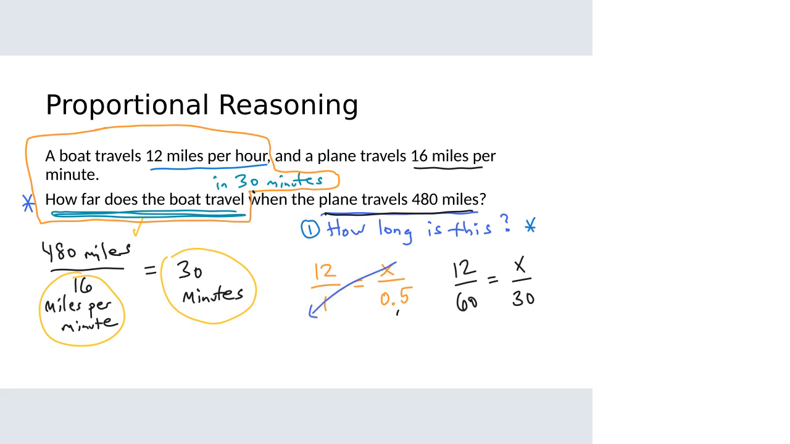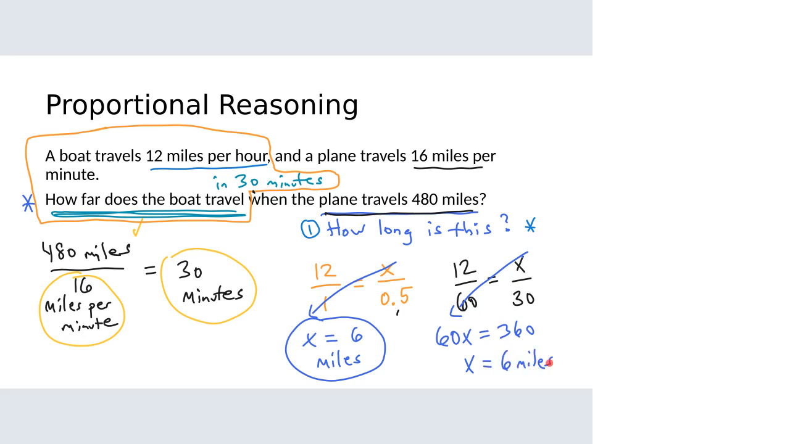So we'll cross multiply here, and I have 1 times x is 12 times 0.5, which is 6. So how far does the boat travel in the time that the plane goes 480 miles? The boat goes 6 miles. And then over here in the other way, we'll have 60 times x is 12 times 30, 360. Divide both sides by 60, and sure enough, we get that same 6 miles. It's important to see that both of these approaches are valid, and so either way will get you there to the same time.